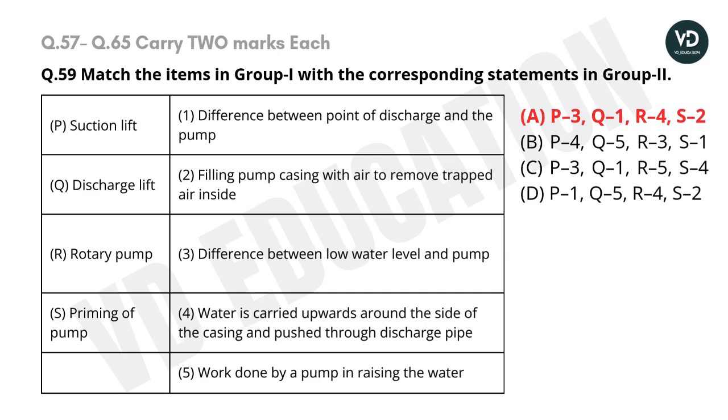pump, second is filling the pump casing with air to remove trapped air inside, third is the difference between the low water level and the pump, fourth is the water is carried upward around the side of the casing and pushed through the discharge pipe, fifth is the work done by the pump in raising the water. For the answer they have provided 4 options and the correct option is A.